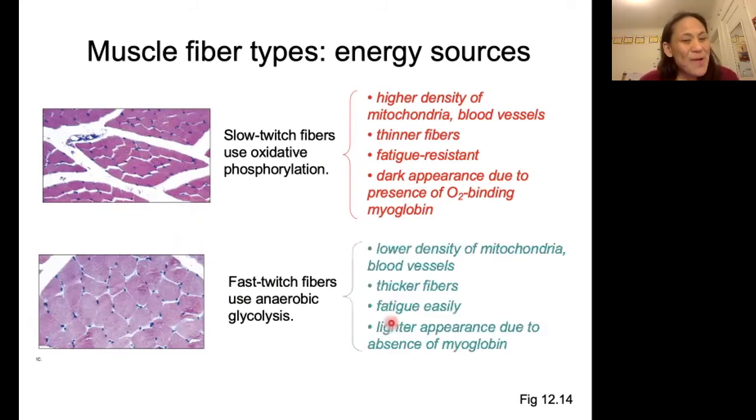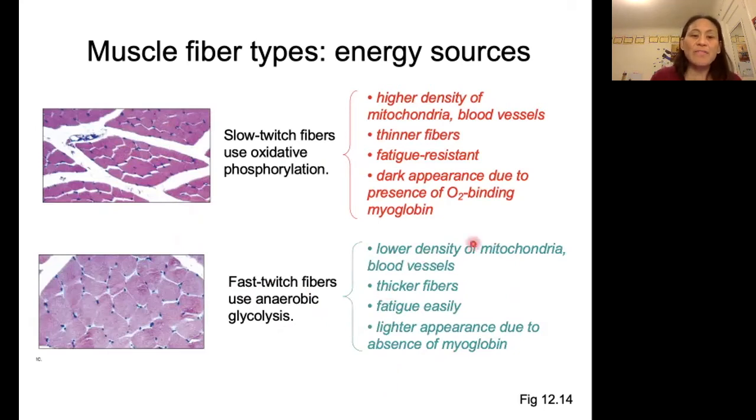All right, so now let's move on to the characteristics of fast twitch fibers, okay? Again, remember fast twitch fibers use anaerobic glycolysis. So a lot of these characteristics reflect that fact.